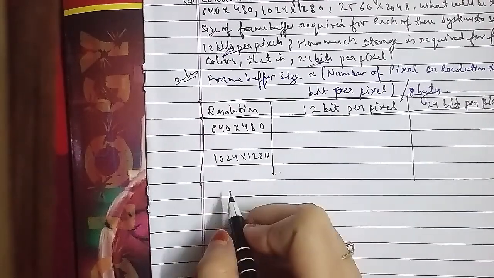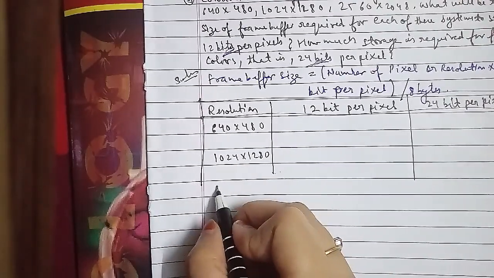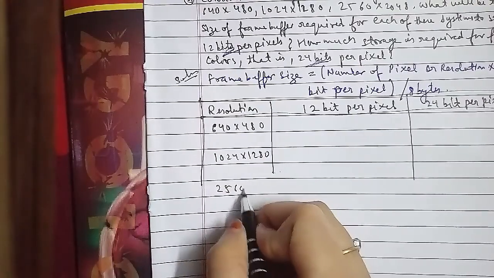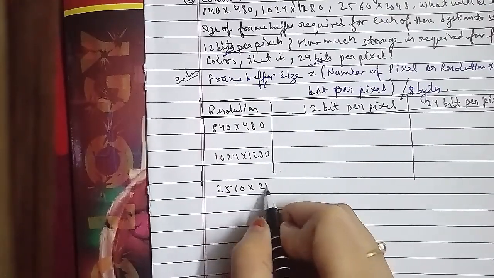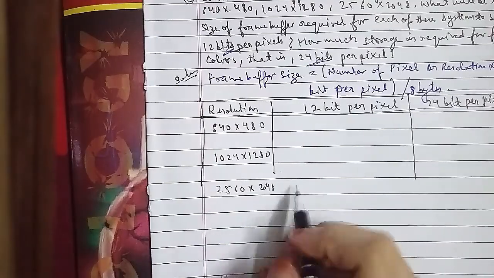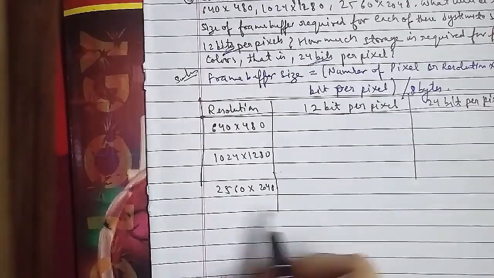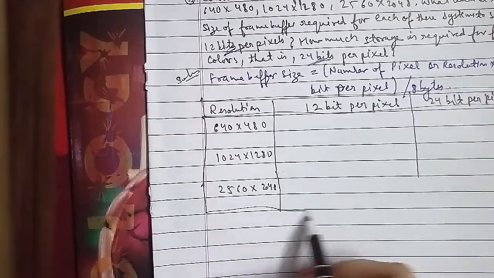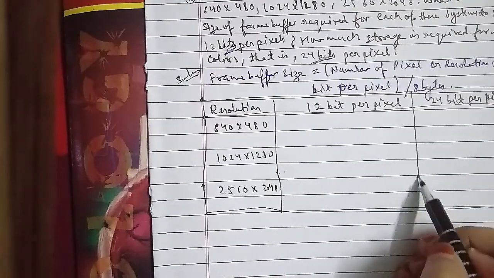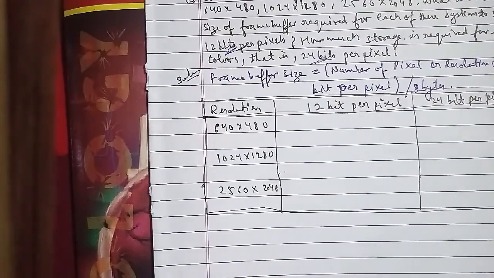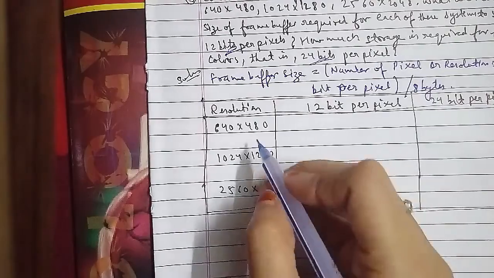formula here, that is 640 into 480 into 12 and by 8. That has been written here, you can just copy it down. When we solve it out, what we'll get is 460,800 bytes.